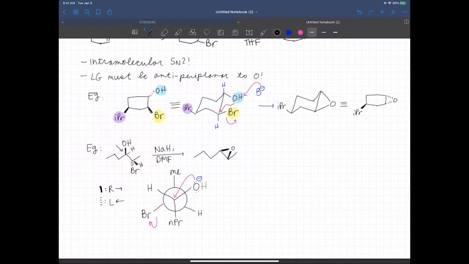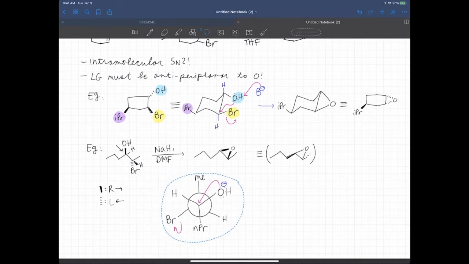Technically, because this is a trans alkane with an epoxide, you can also express it like that. You might see this in your answer, but it really doesn't matter in what way you express it. Okay, the crux of this whole thing is to make sure that your leaving group is anti-periplanar to the oxygen. If it's not, rotate it until you get it to be anti-periplanar, and then do the deprotonation. So you should be able to handle it from there. Okay.